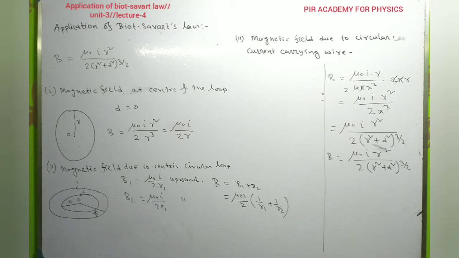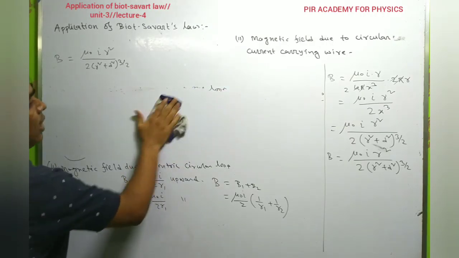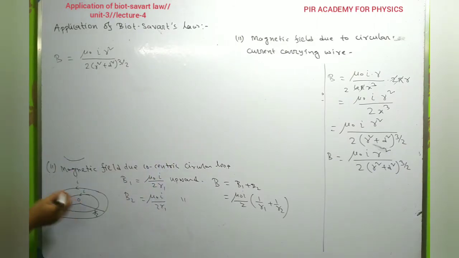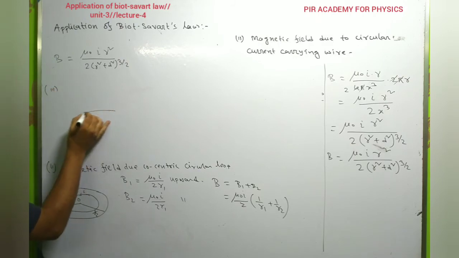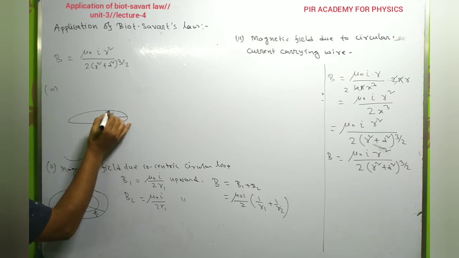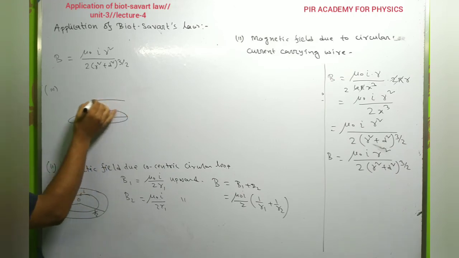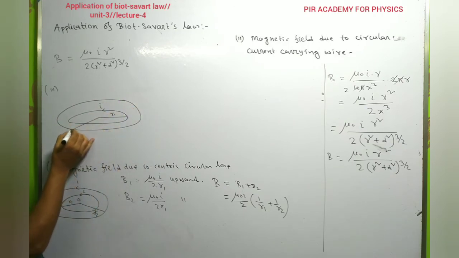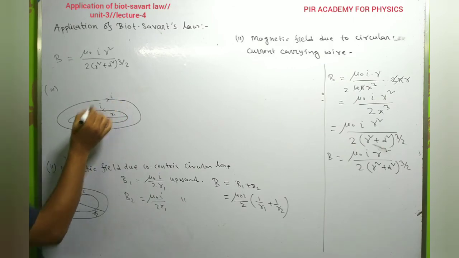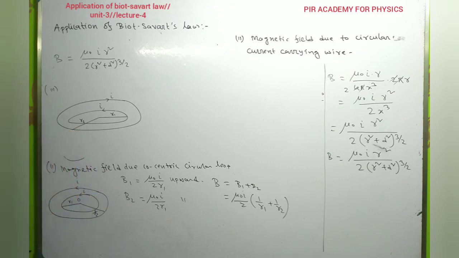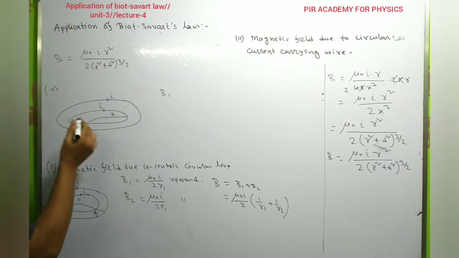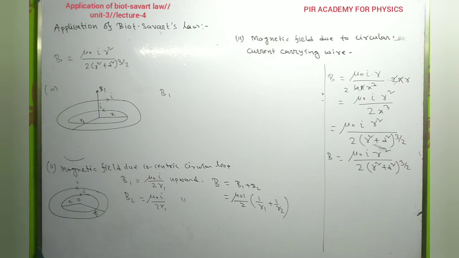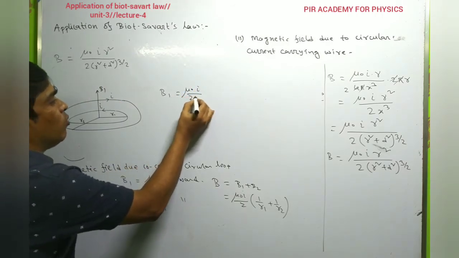Now the condition number 3. What is condition number 3? If the current is reversed, suppose this is a loop of radius R1, and the direction of current is along this direction, and another coincident loop of radius R2, the direction of current is along this direction. Same current but in opposite direction. So the magnetic field due to this smaller loop, dl cross R, will be along this direction, so B1 will be along this direction. So it will be mu 0 I by 2 R1.